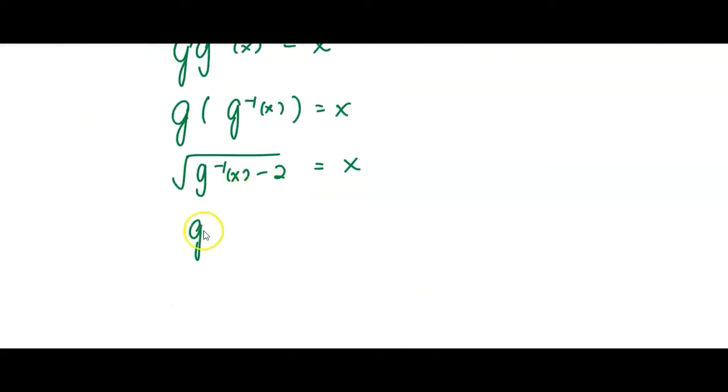To get the g inverse, I'm going to square both sides. Then I got my x squared. Alright, and the g inverse is equal to x squared plus 2.